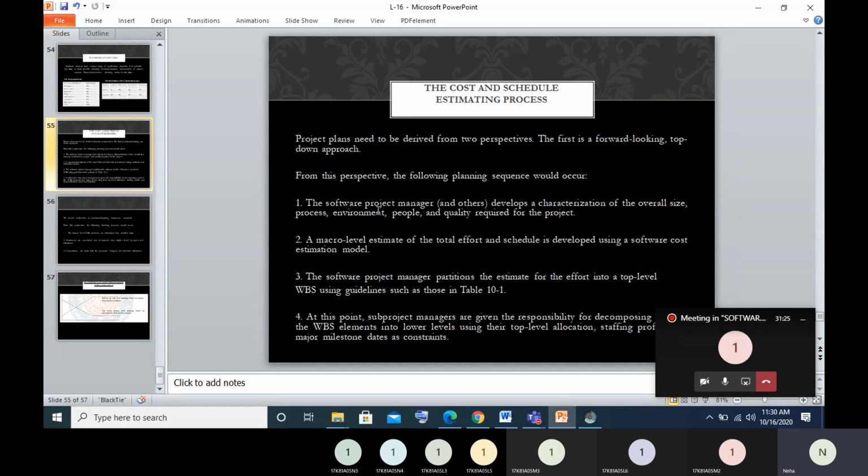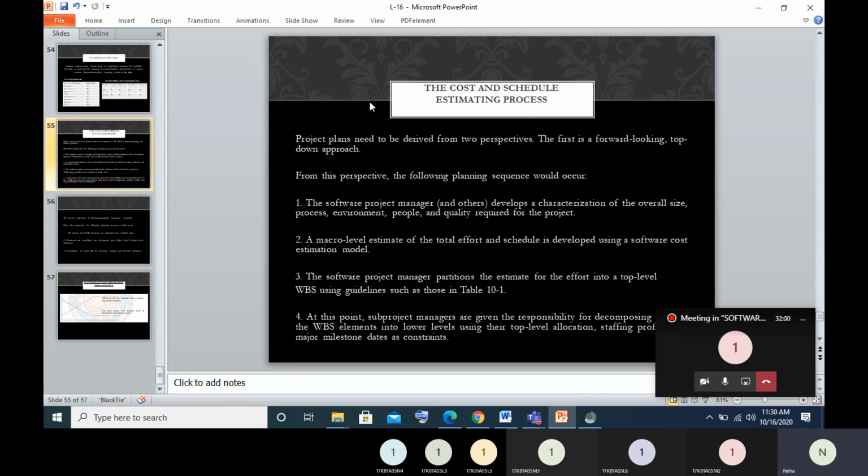Next, at this point, sub project managers are given the responsibility to decompose each of the elements into lower levels by utilizing some top level allocation or staffing profile and major milestone dates. So all these things should also be there. Your elements are divided into lower level subtasks or allocations, on which the staff, the team, has to work. This is your first perspective.